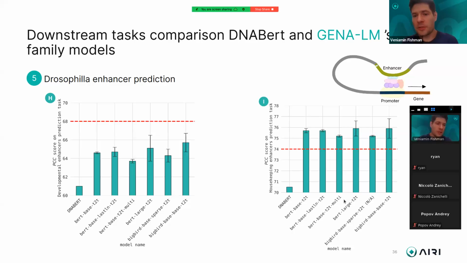So this is a bit surprising for us, but this shows that you can easily transfer this knowledge learned by GENA models from the human genome to the genomes of other species without repeating this pre-training on the specific genome of your favorite species.